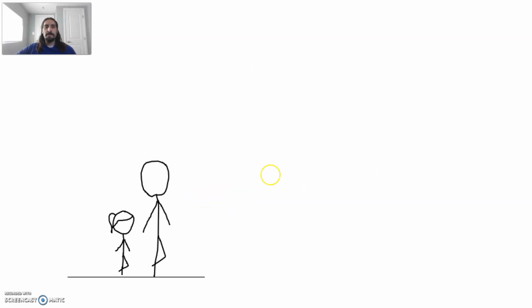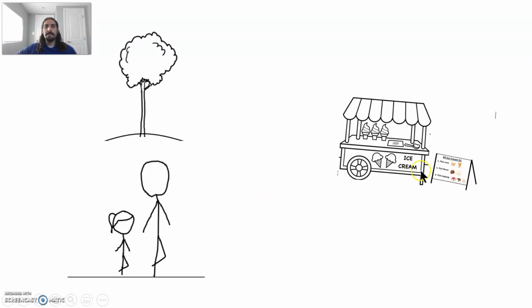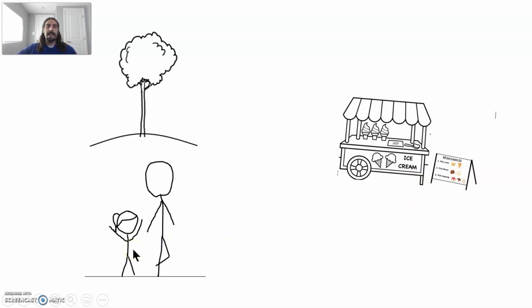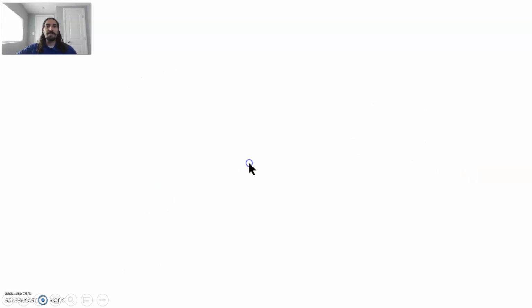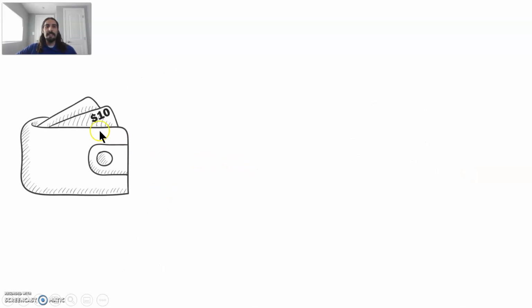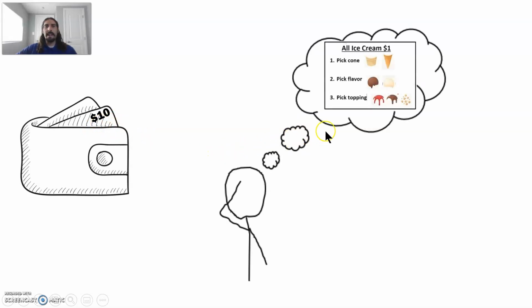So what I want you to imagine for a second is you're walking through the park with your little sister, and all of a sudden you come to an ice cream stand. And right away your sister's like, "Ice cream? Let's get everything." And while that's kind of fun, you're a bit of a realist, so you think back and remember that you've only got $10 in your wallet. And so you're sitting here thinking about that ice cream menu, wondering, could you actually buy all of the ice creams, or do you not have enough money for that?